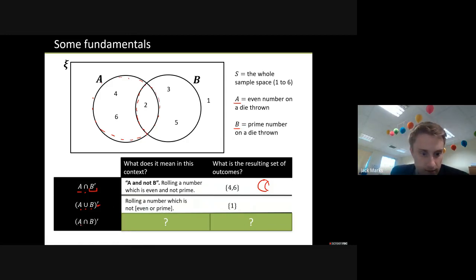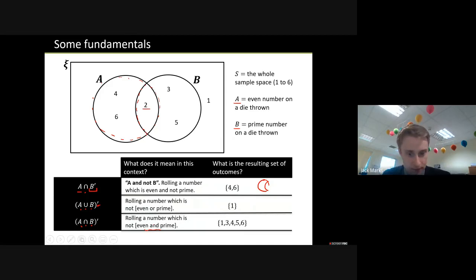And then here, start with the inside part of the brackets. The part that's A and also B, the intersection, is this part here in the middle. And then this dash means not, so not the part in the middle. Which part is not the part in the middle? It's everything apart from the 2. So if we're talking about numbers, we're talking about rolling a number which is not even and prime, and that even and prime go together. So the wording is actually kind of difficult for how to express some of these situations.